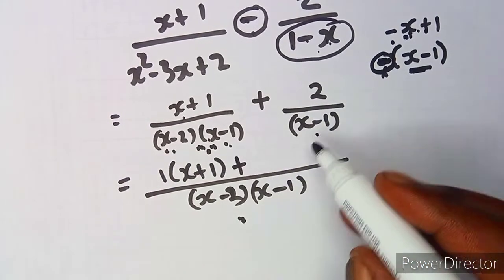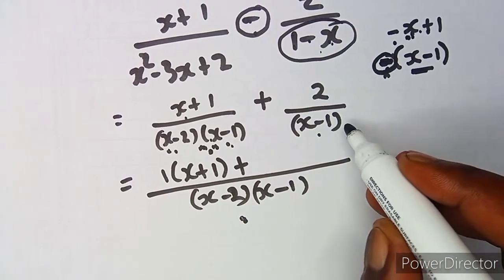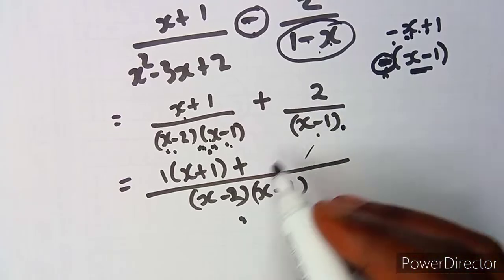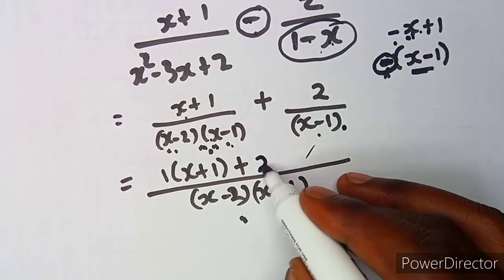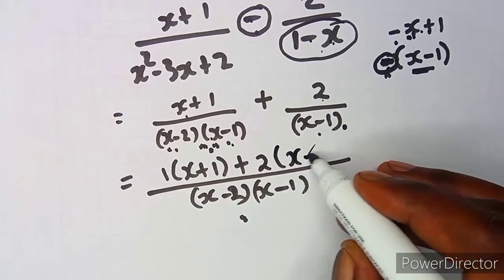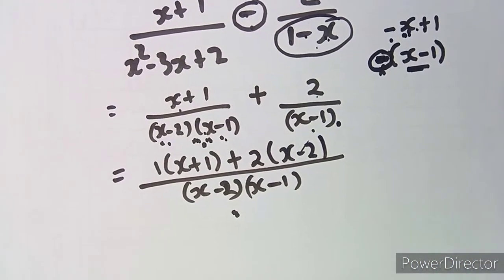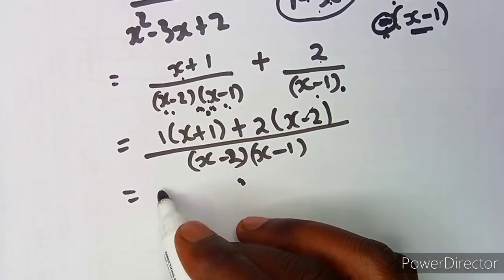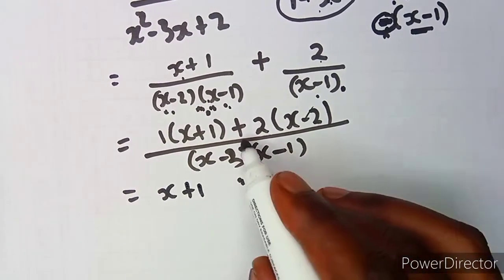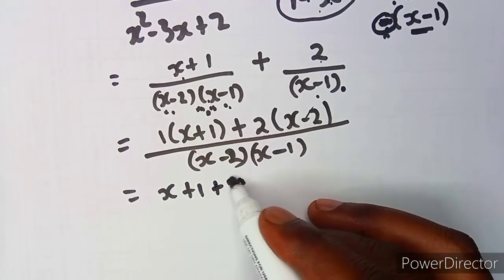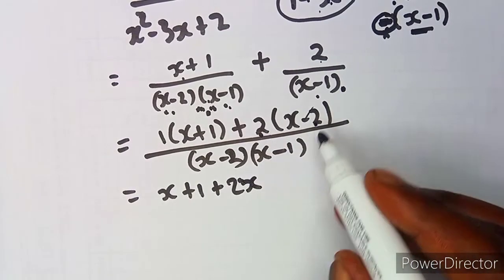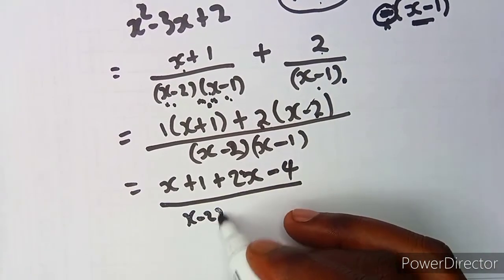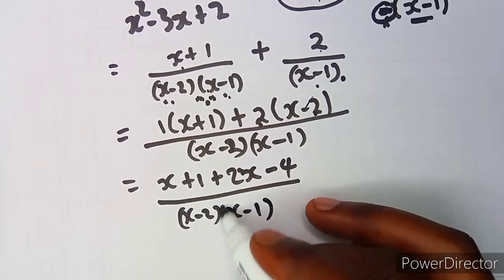Plus, we do the same in this case, our LCD divided by x minus 1. As you can see, x minus 1 and x minus 1 will cancel, and you remain with x minus 2. So it will be 2 into x minus 2. Okay, let's expand our brackets and simplify further. That's 1 into x, which is x, 1 into 1, which is 1, plus 2 into x, which is 2x, plus 2 into minus 2, which is minus 4, everything over x minus 2, x minus 1.